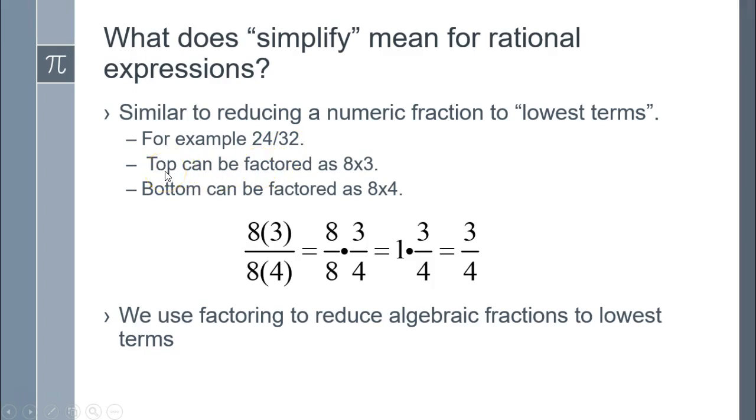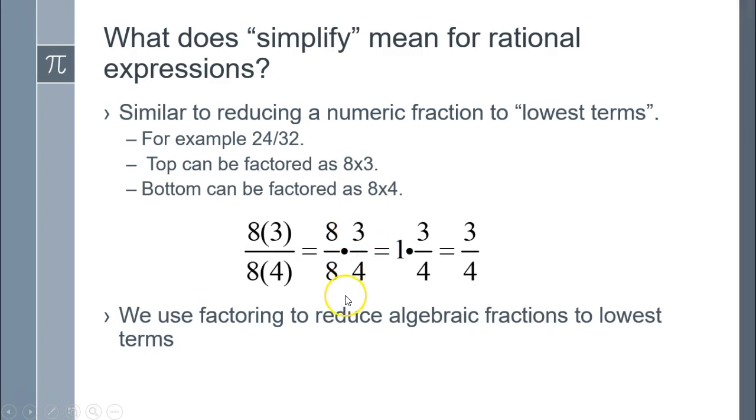But I see that in 24 the top can be factored as 8 times 3, while the bottom can be factored as 8 times 4. So I factor it that way. When we multiply fractions together, we multiply top times top over bottom times bottom. So I can do that backwards. I can take this single numerator, single denominator, because everything's multiplied. Can't do this with addition or subtraction. But because it's multiplied, I can break it up into 8 divided by 8 times 3 divided by 4.